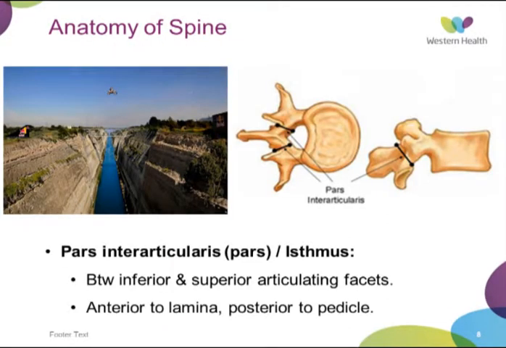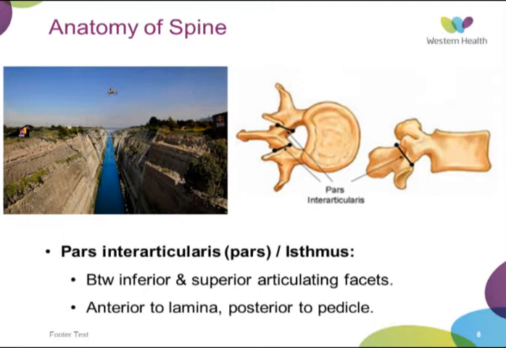In terms of my discussion this morning, the pars interarticularis, known simply as the pars, also known as the isthmus, is the area here, which is between the inferior and the superior articulating facets, and which is also anterior to the lamina and posterior to the pedicle.